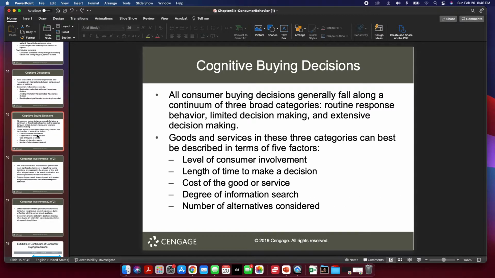Right? All consumer buying decisions generally fall in one of three categories: routine behavior, limited decision making, or extensive decision making. Now, goods and services in these three categories can best be described in terms of five factors: the level of consumer involvement, the length of time to make a decision, the cost of the good or service, the degree of information search, and the number of alternatives considered. So placing goods and services in these three categories is based on those five factors.